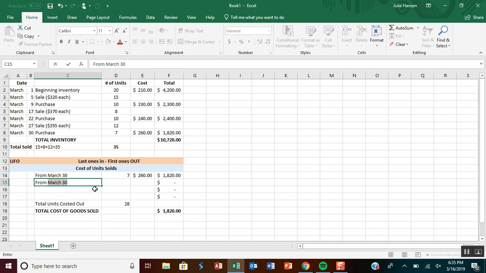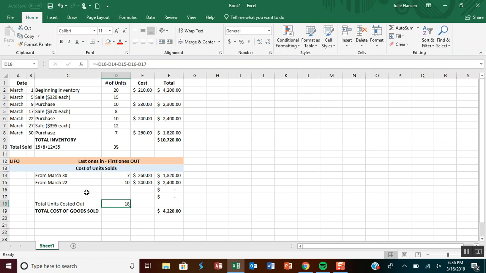So from March 22nd, do you see how I had 10 that I purchased? So here's the 10, and they were at $240. And now you can see I'm kind of counting down here. I still have to go find 18 more units. So then I've gotten those. Then I'm going to go ahead and take the March 9th purchases.